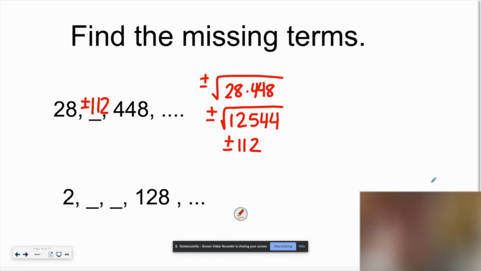Well, if you notice, we're multiplying by 4. So if I did multiply by positive 4, we would have a positive answer. If we were multiplying by a negative 4, we would have a negative answer. So yes, we want to include both the positive and the negative in both of those.